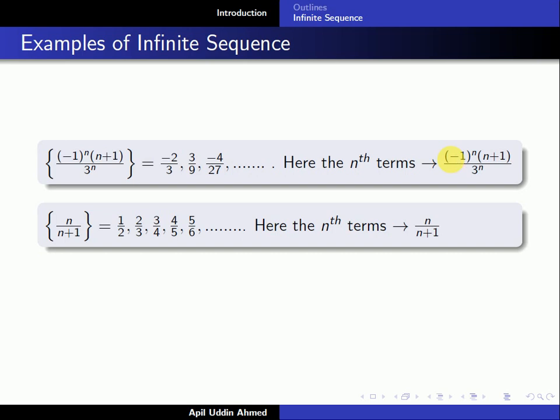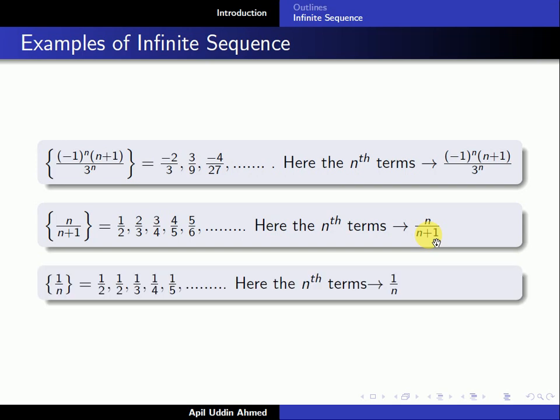We consider here another sequence, this one. If we put n equal to 1 we get this value 1 by 2, if we put n equal to 2 we get this one, and so on. And this is an infinite sequence in which this is the first term, this is the second term, this is the third term, and so on. And here the nth term is this one. We consider another sequence here like this one.